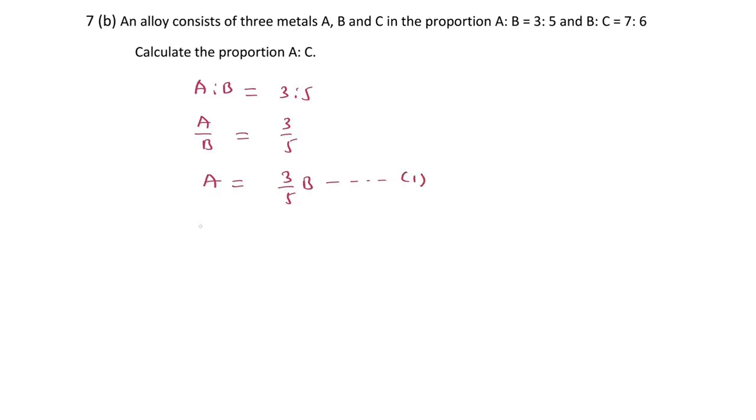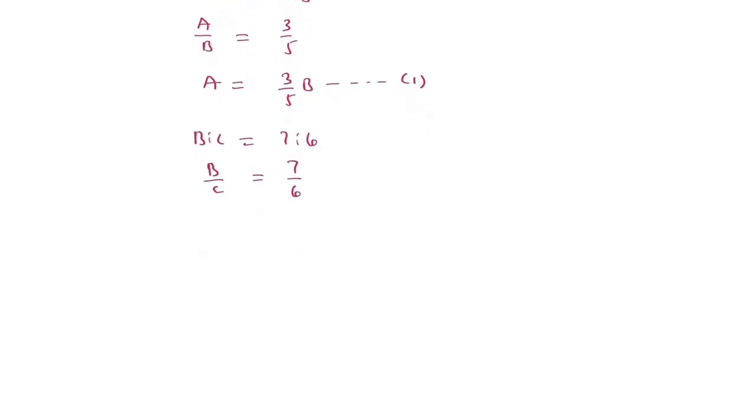Okay, so for the next ratio, B ratio C equals 7 ratio 6. Let us write this in fraction form. We are going to have B over C equals 7 over 6. Okay, so let us make C the subject. Our equation is going to be C equals 6 over 7 B. So we are going to call this equation number 2.